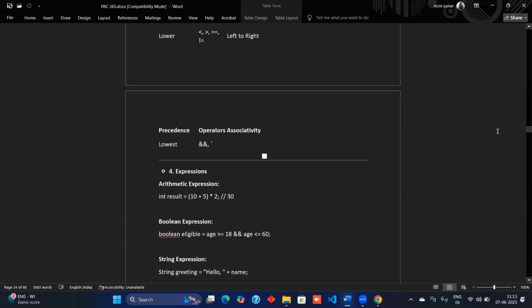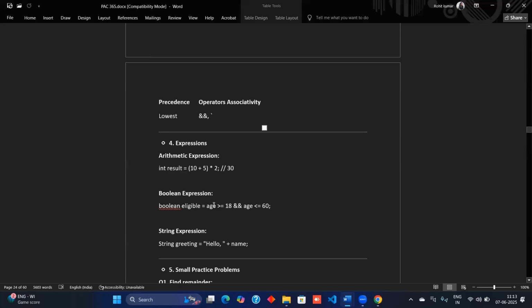Now there is the Boolean expression. In a Boolean expression, for example eligible, we have to find out the eligibility. Suppose age is a value we have to know. If a is given a value, and that value is greater than or equal to 18 and less than or equal to 60, then we assign that value to eligible.